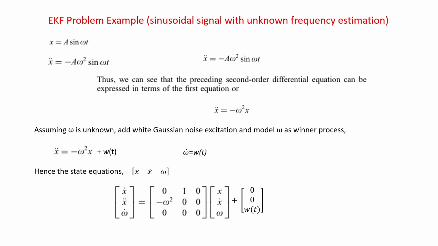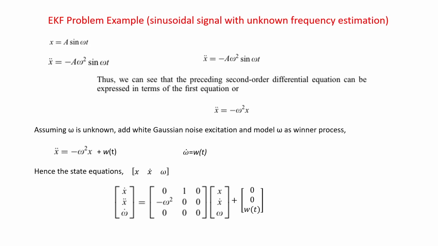Now we will solve a problem. With the EKF I would like to tell you one example. Suppose I want to estimate a sinusoidal signal with unknown frequency. Suppose you have a sensor giving you a sine wave, but you do not know the frequency, the cycle. So x equals A sin omega t. At least you know the measurements coming from your sensor may hold a sinusoidal.